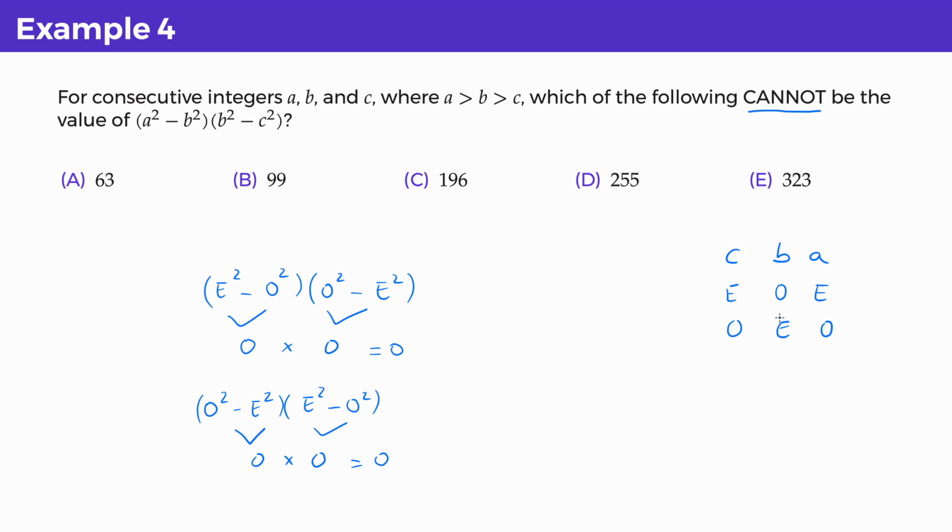Independently of having even, odd, even, or odd, even, odd, the only possibility for this kind of operation is having a result that is odd. So with this, we could prove that our answer choice is going to be C. There's no possibility of this operation with three consecutive values giving an even number.